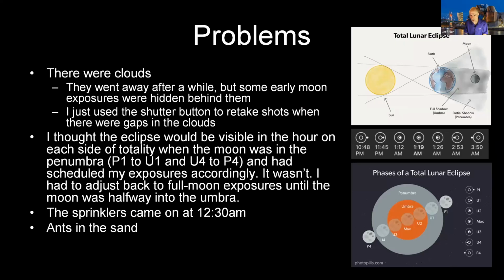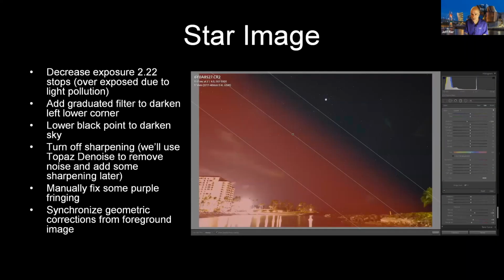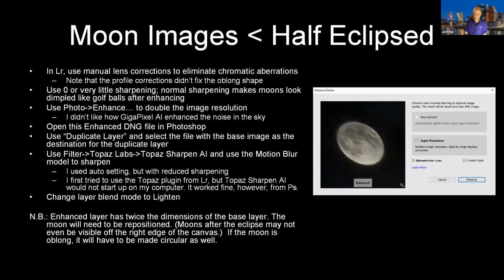So let's get back to where we were. Okay, so now let's talk about the moon images. For the moon images, what did I do to those? Well, I noticed there was chromatic aberration that the default lens corrections in Lightroom didn't fix.